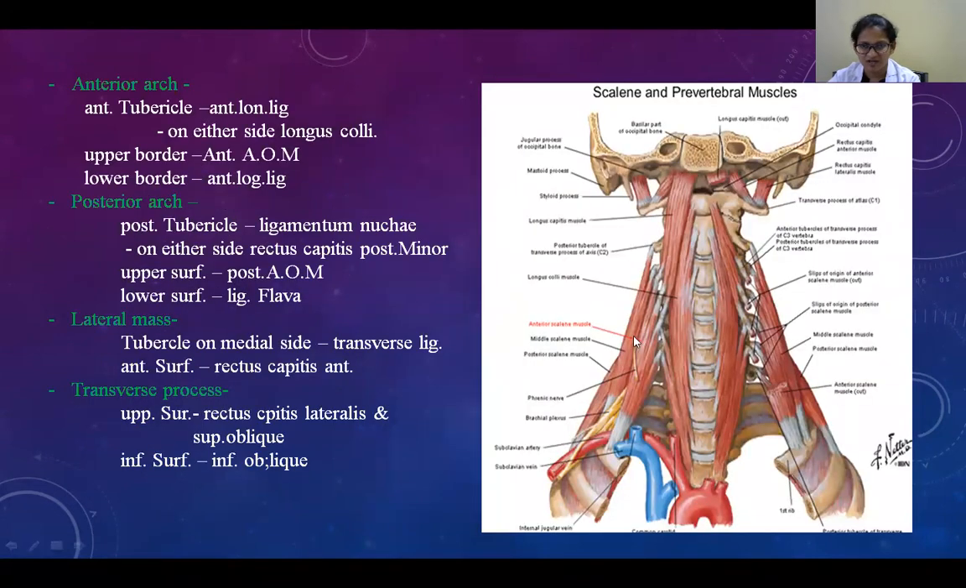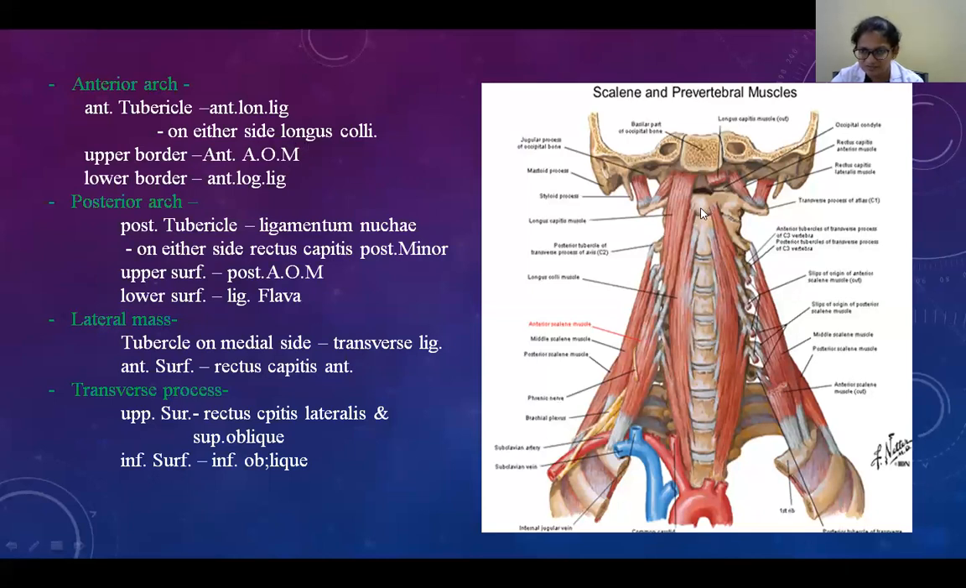Coming to the attachments of the atlas. Anterior tubercle: you see the anterior tubercle on the anterior surface of the anterior arch. There is a tubercle called the anterior tubercle. As I told you, it gives attachment for the anterior longitudinal ligament. On either side of the anterior longitudinal ligament, it gives attachment for the longus colli.